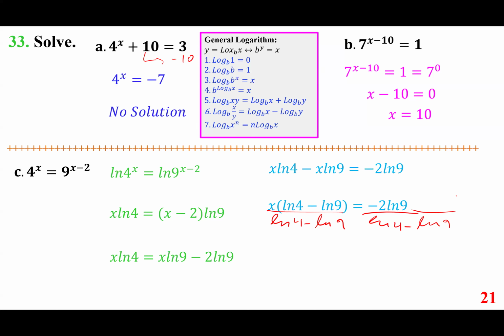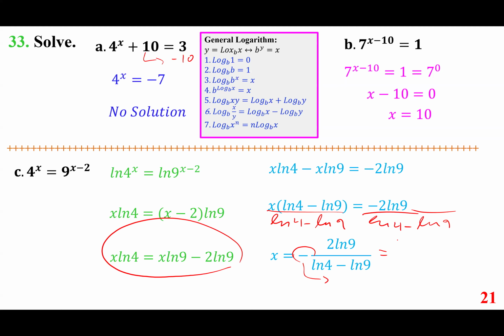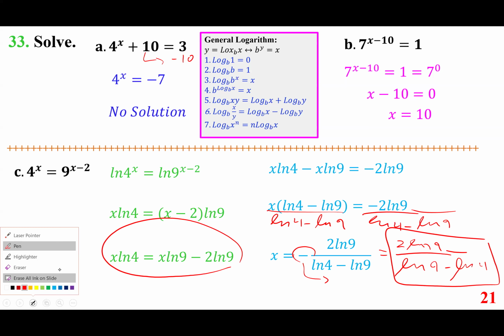Divide both sides by ln 4 minus ln 9. And what I want to show you right here, if you move things differently, then you could get, if I put this negative at the top or at the bottom, makes no difference, you could get 2 ln 9 over ln 9 minus ln 4. Please understand how I came up with that. I want to make sure that we erase this part so you can see what I'm talking about.